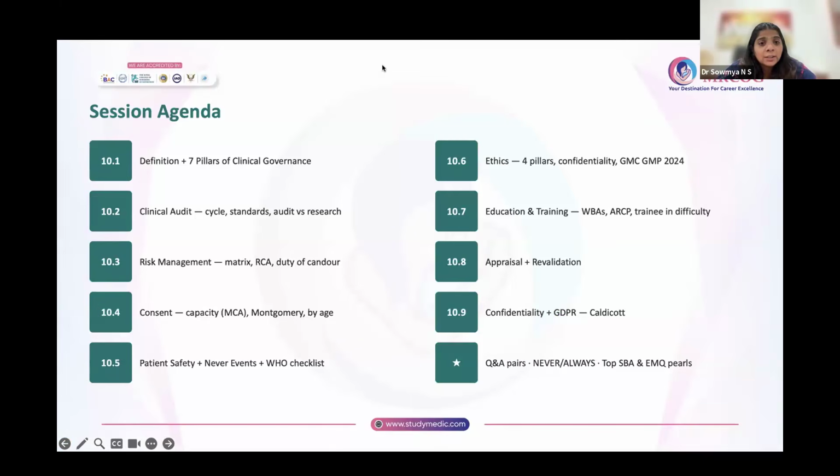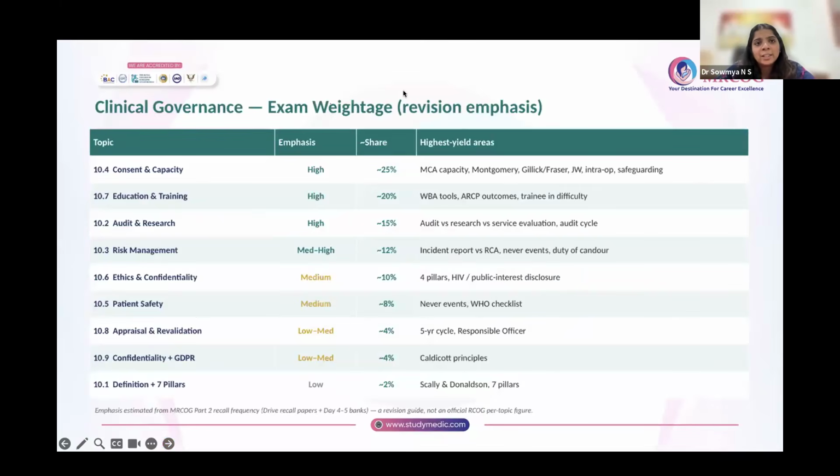So yes, coming back to the things, what we shall do is we will start from concepts to your SBA pulse, so that even the EMQ and the commonest question which you guys are worried of. So that's what I would be covering. Okay. So coming to the weightage, because clinical governance questions are not too many, but when you will get so many at a time that you might be worried.